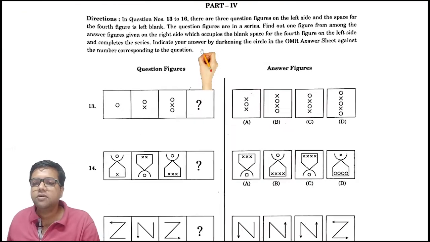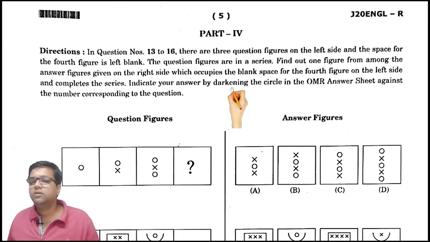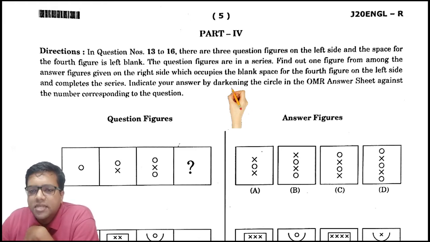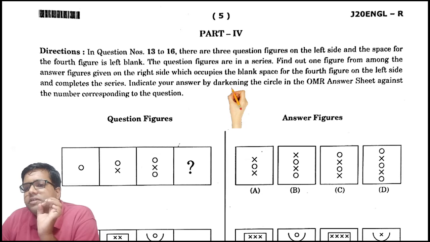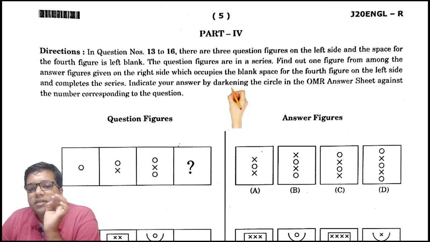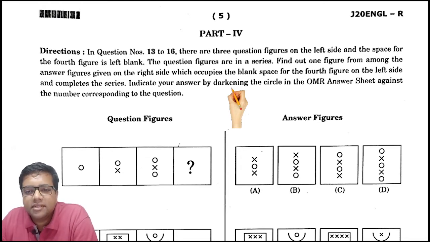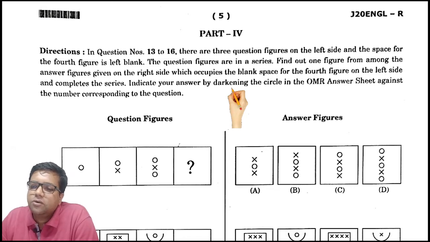Question number 13 falls in part 4 of the mental ability test. Without wasting time, let us go through the directions given over here. In question numbers 13 to 16, there are 3 question figures on the left side, and the space for the 4th figure is left blank. The question figures are in a series. Find out one figure from among the answer figures given on the right side which occupies the blank space for the 4th figure on the left side and completes the series. Indicate your answer by darkening the circle in the OMR sheet against the number corresponding to the question.